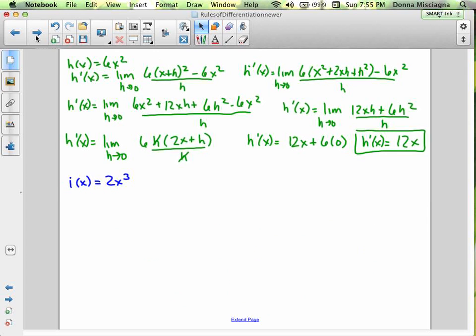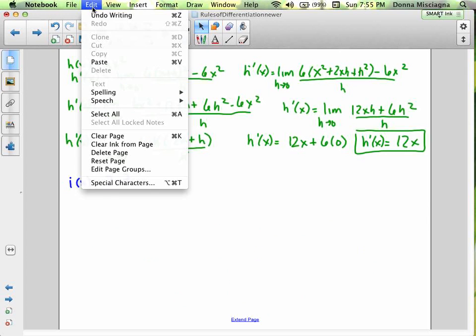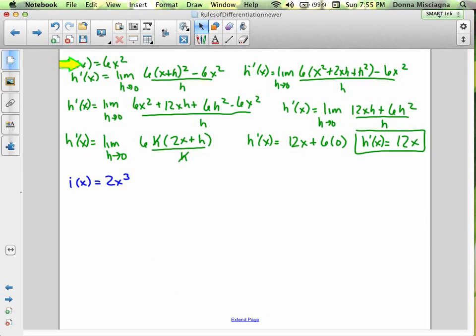All right, the next one I did already. Kind of similar. All right, this one, h of x is 6x squared. So we take the limit as h approaches 0 of 6 times x plus h squared minus 6x squared divided by h. All right, so we square x plus h. So we have h prime of x equals the limit of 6 times x squared plus 2xh plus h squared minus 6x squared, all divided by h. Then we can just distribute that 6.